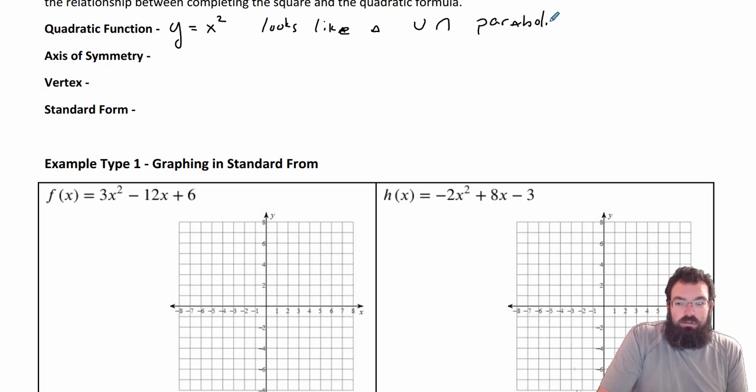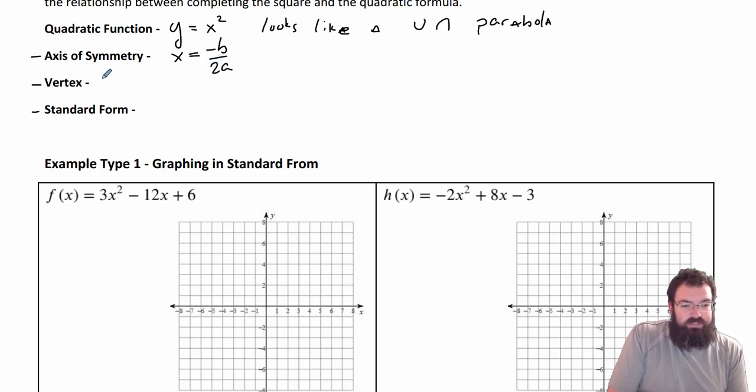The axis of symmetry is going to be important. So here, here, and here are going to be important for us. In order to find the axis of symmetry, x is equal to negative b over 2a. Okay, negative b over 2a.